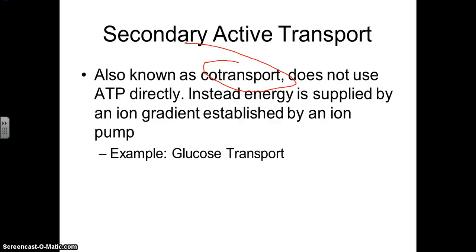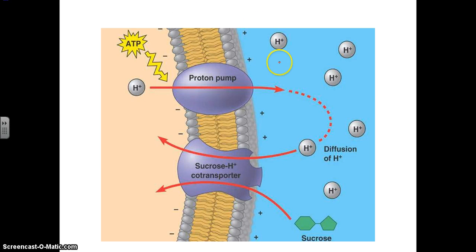So glucose is transported using this mechanism. All right, so this picture is important and helps display how cotransport works. Here we have a proton pump, or an ion pump, which is using energy, here's the ATP, to pump hydrogen ions against their concentration gradient outside of the cell. So here, the concentration of hydrogen ions is really, really high out here and really, really low inside the cell.